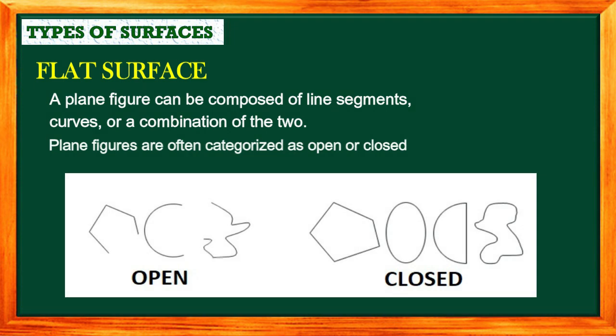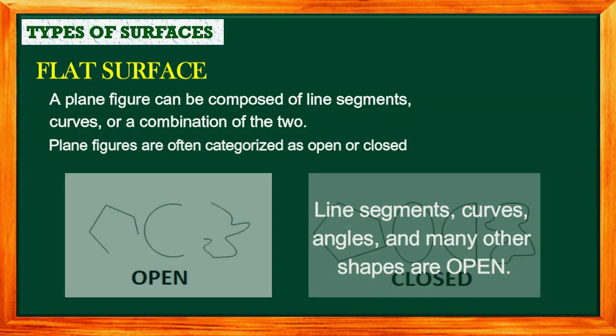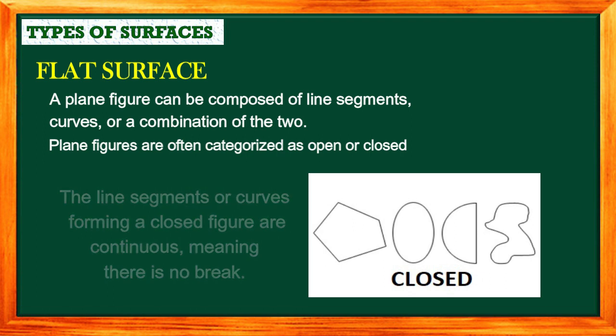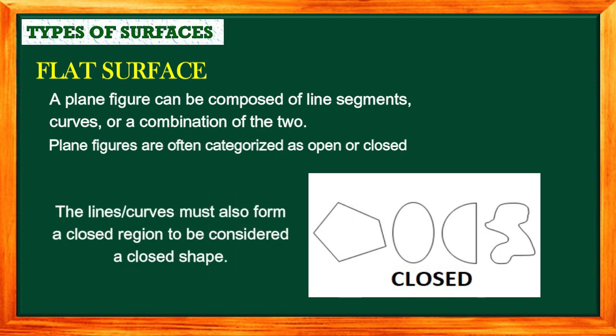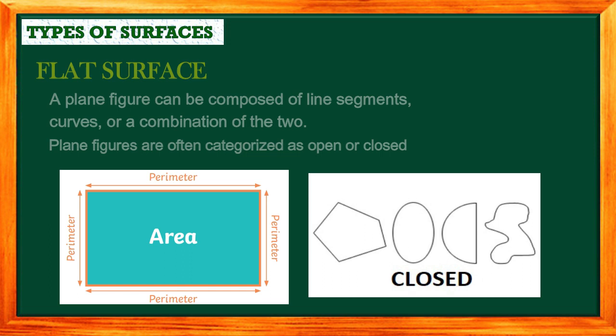The segments or curves of an open figure are not always connected. At least one endpoint of one side is not connected to the rest. Line segments, curves, angles, and many other shapes are open. Closed: the line segments or curves forming a closed figure are continuous, meaning there's no break. The line or curve must also form a closed region to be considered a closed shape. A closed figure has area and perimeter.